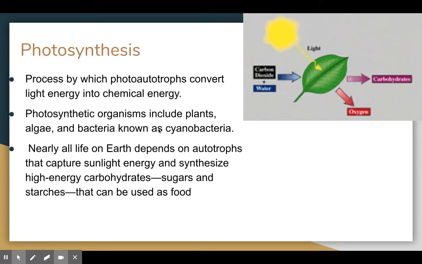And nearly all life on Earth depends on autotrophs that capture sunlight energy and synthesize high energy carbohydrates. Remember, carbohydrates is just a fancy word for sugar. Carbohydrates are used as the food for our cells because carbohydrates give our cells energy. Our cells use that energy to make ATP.